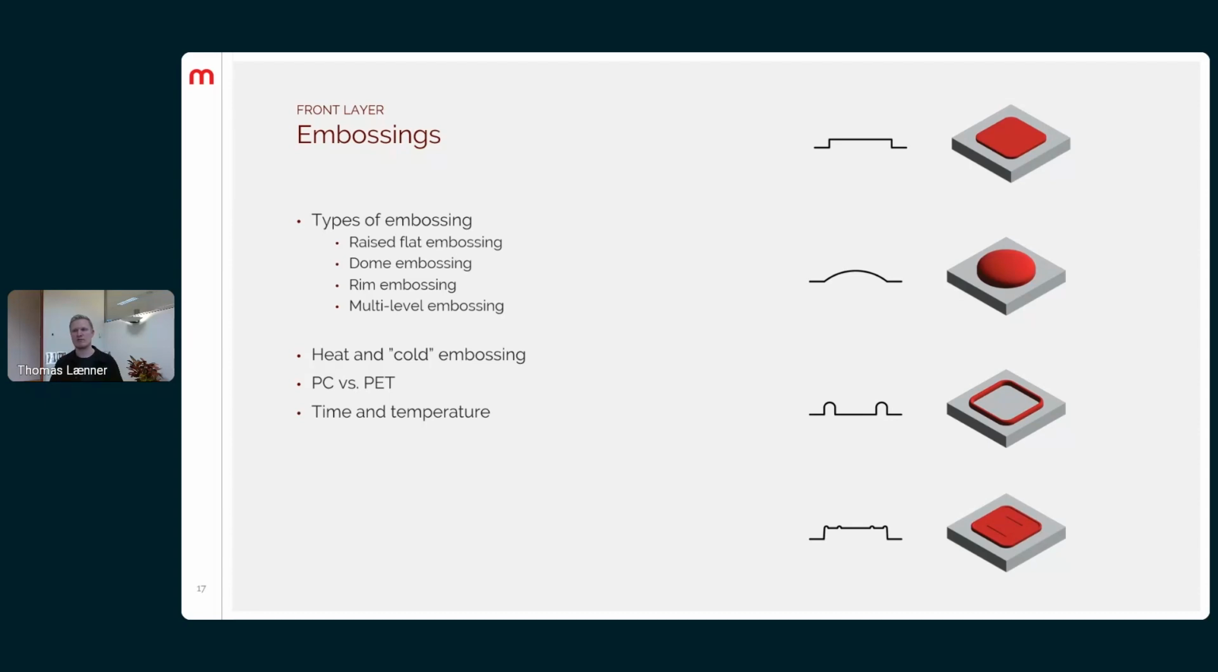So we also have a rule of thumb saying that you should not make an embossing that's more than 2.5 times the thickness of the material you're embossing, because you'll simply stress it too much. So for example, if you have a 0.15 millimeter polyester, the embossing shouldn't be more than around 0.3.